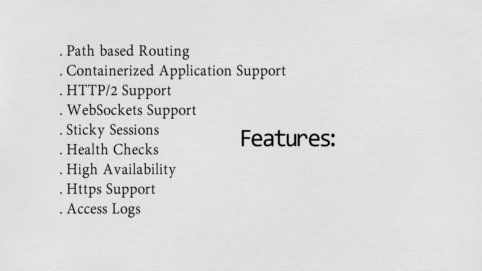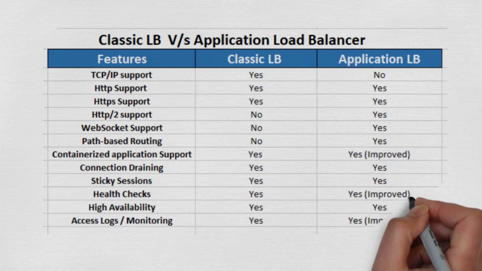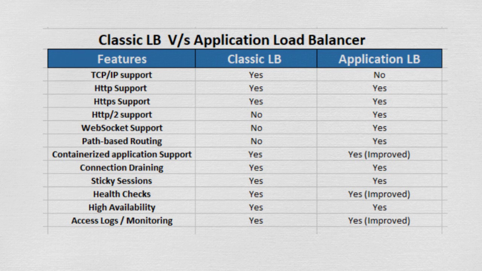Now we will see the difference between the classic load balancer and application load balancer. TCP and IP are supported only by classic load balancer, not by application load balancer. HTTP and HTTPS are supported by both classic load balancer and application load balancer. HTTP2 is only supported by application load balancer. WebSocket and path-based routing are supported only by application load balancer. Container application support is supported by classic load balancer and it has improved in application load balancer.